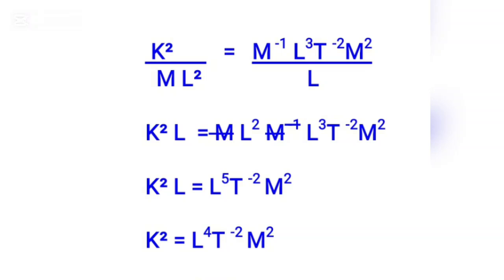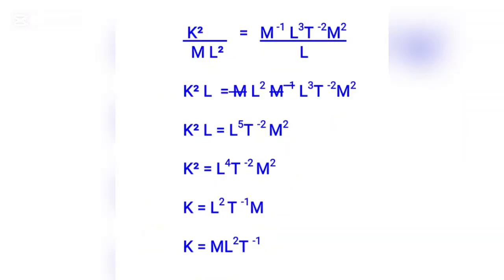So k squared, we were looking for k squared. We divide both sides by L. So when we divide both sides by L, we have k squared is equal to L raised to power 4, T raised to power minus 2, and M raised to power 2. We'll now find the square root of both sides. We'll now get k is equal to L squared, T raised to power minus 1, and M.